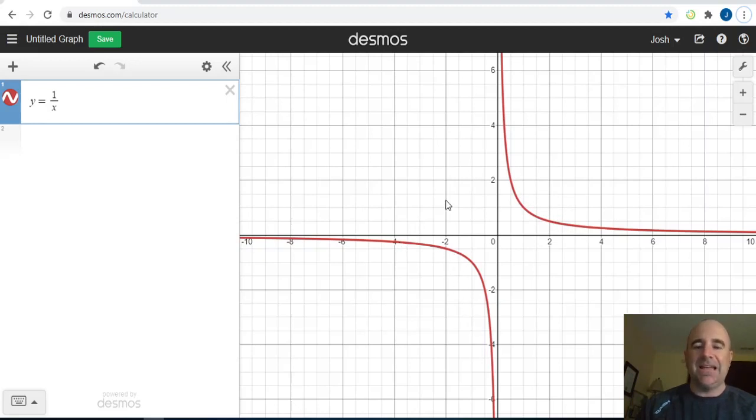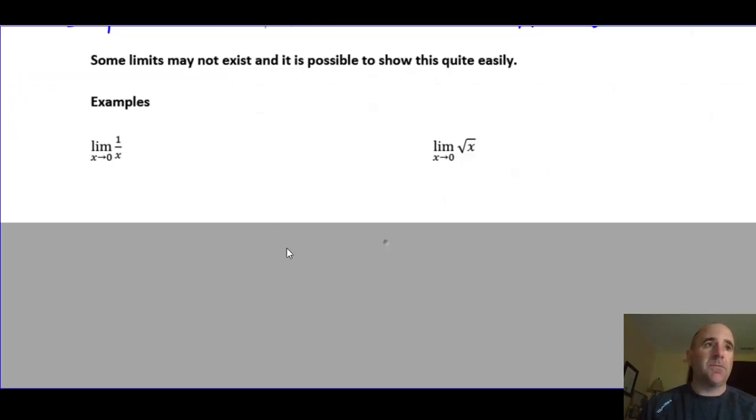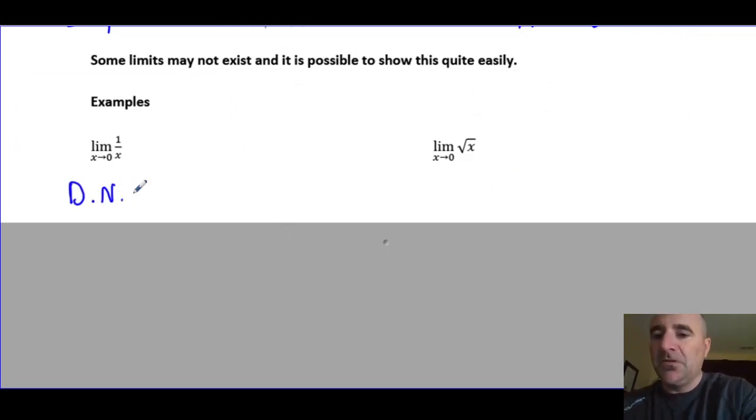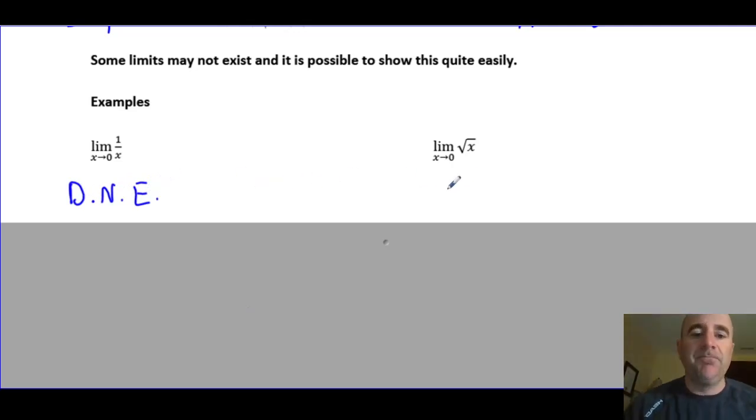So the right and left sides of the limits aren't the same. So the limit doesn't exist. And we can write something like "does not exist" or DNE or whatever else we need to. We don't deal with that a lot in this course, but we should understand that it's possible.